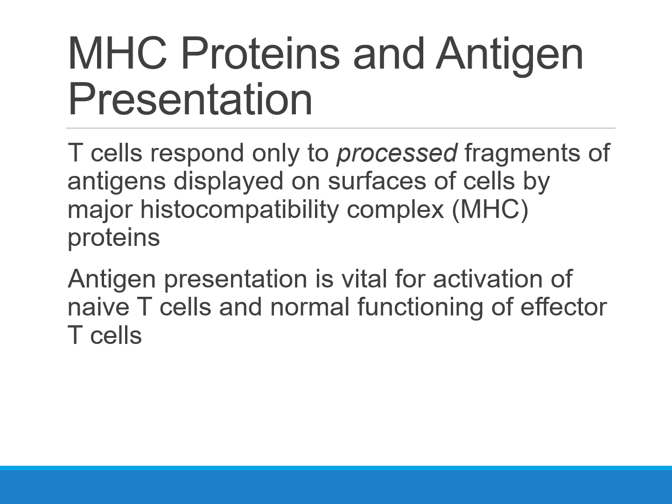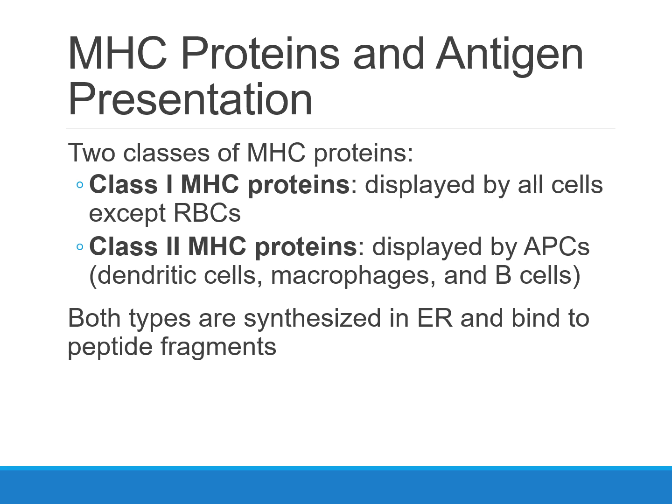Antigen presentation is vital for the activation of these naive T cells and the normal functioning of the effector Ts. There are two classes of MHC proteins. There's a class 1 MHC protein, which is displayed by all body cells except for your red blood cells. And then there are the class 2 MHC proteins, which are displayed by antigen presenting cells like dendritic cells, macrophages, and B cells. So two different types of flags, if you will, that we fly out on the surface.